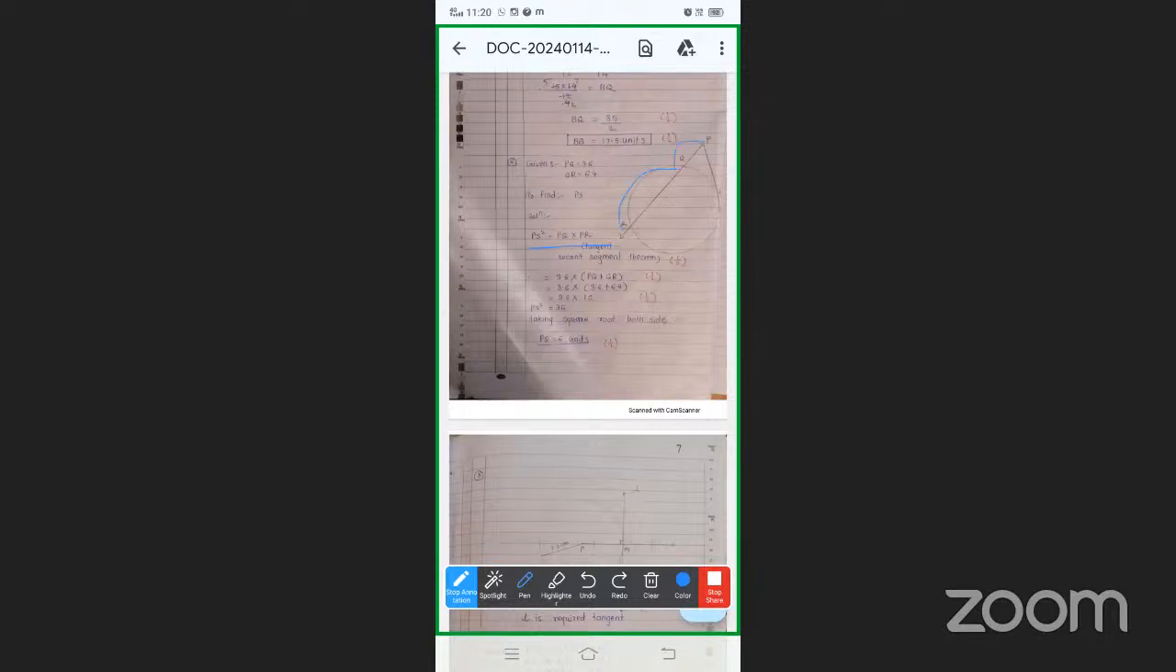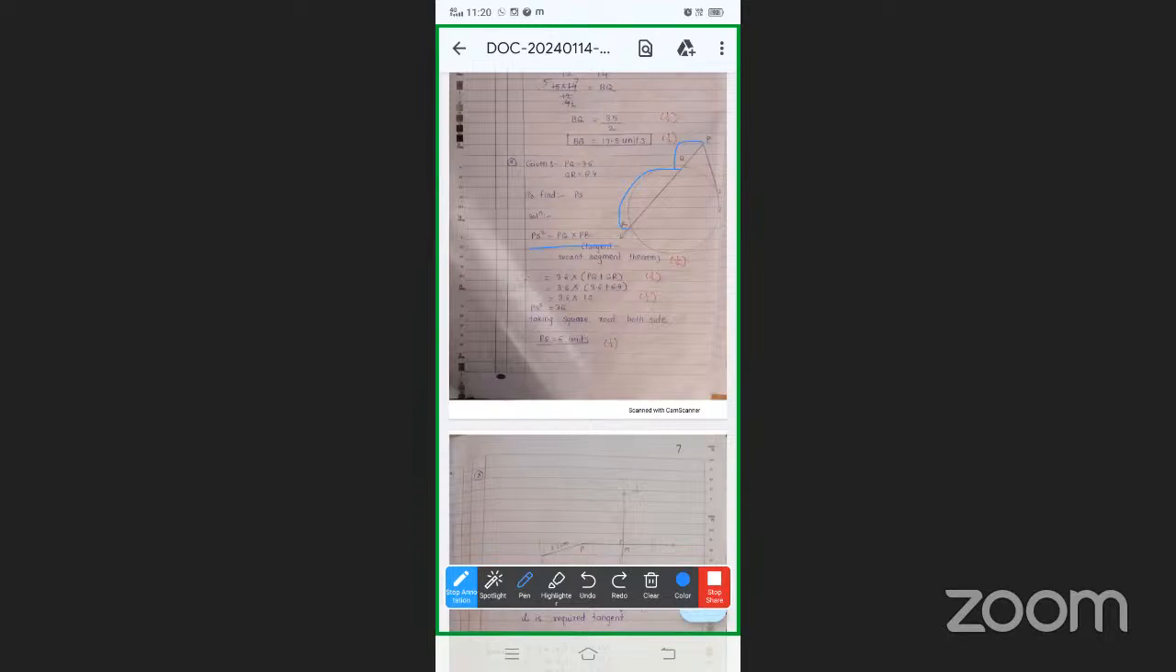See here, what we'll see here? PS square, focus on that formula. PS square is equal to PQ into PR. But here PR value is not given. So PR is nothing but PQ plus QR, correct? So we have to put the value here.